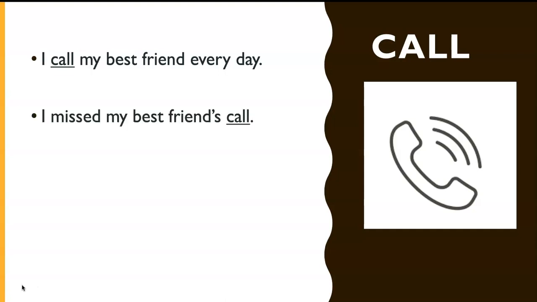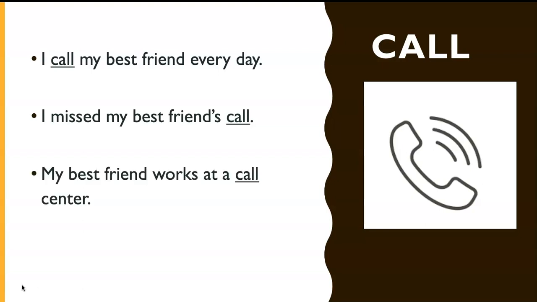In this sentence, the same word call is functioning as a noun. In particular, it's receiving the action of the verb. Who or what was missed? Call. Later we'll learn this is called the direct object, a nouny function.